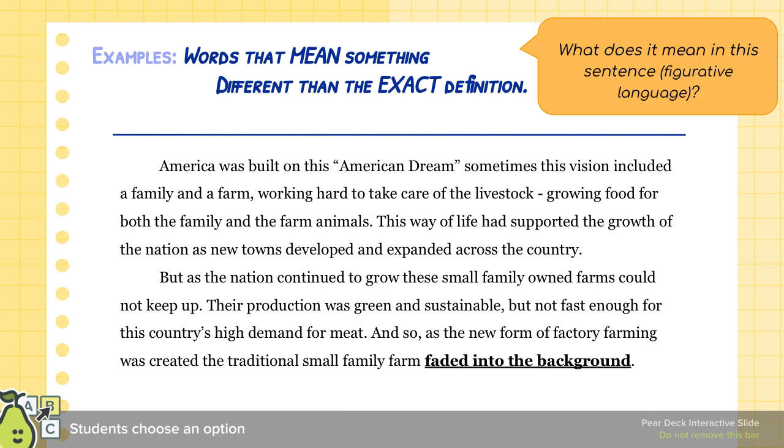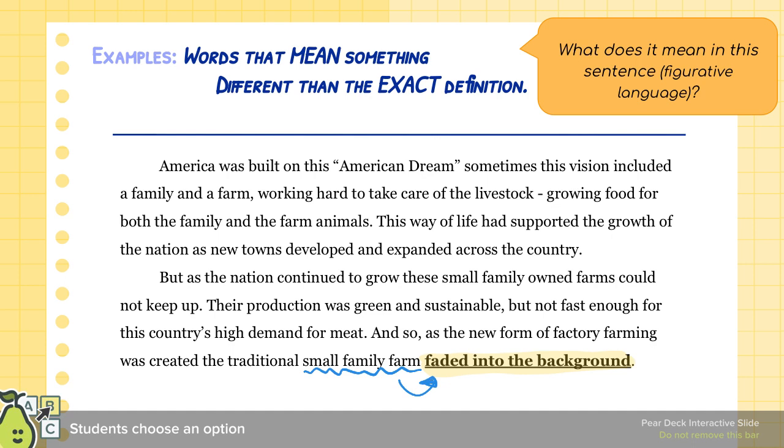Now what we're going to have to do is use clues from what we looked at and talked about, what this might mean by itself. Now, what might it mean based on the way it's used in this little paragraph? Let's make sure we understand what's happening in this paragraph. So what faded into the background? Small family farms. Okay, what does that mean?